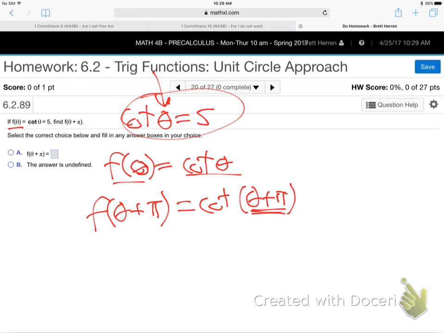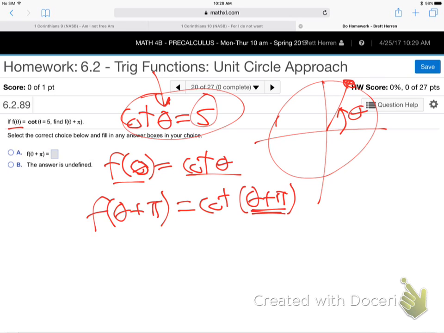See what they're saying there? They're saying take some random spot, theta. I don't know, wherever. Boom. Let's say that's theta. No, I wrote pi. That's theta. Let's say the cotangent there comes out to be 5. What's going to happen if we go pi further?